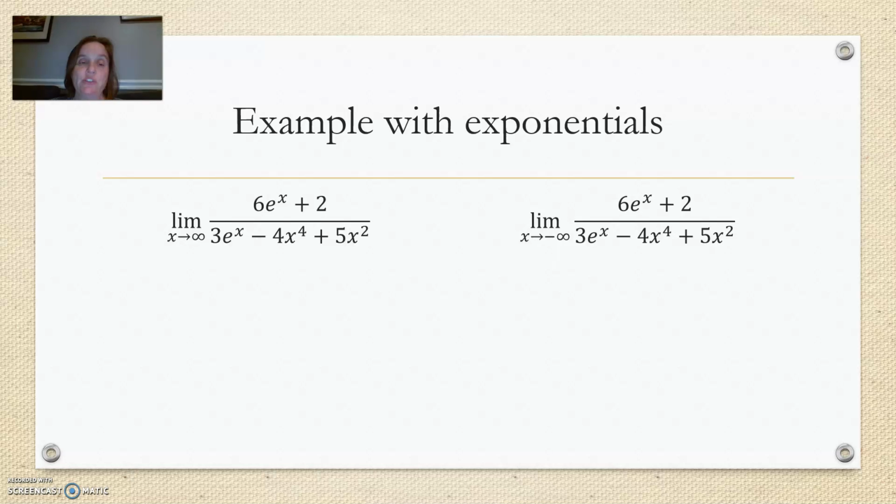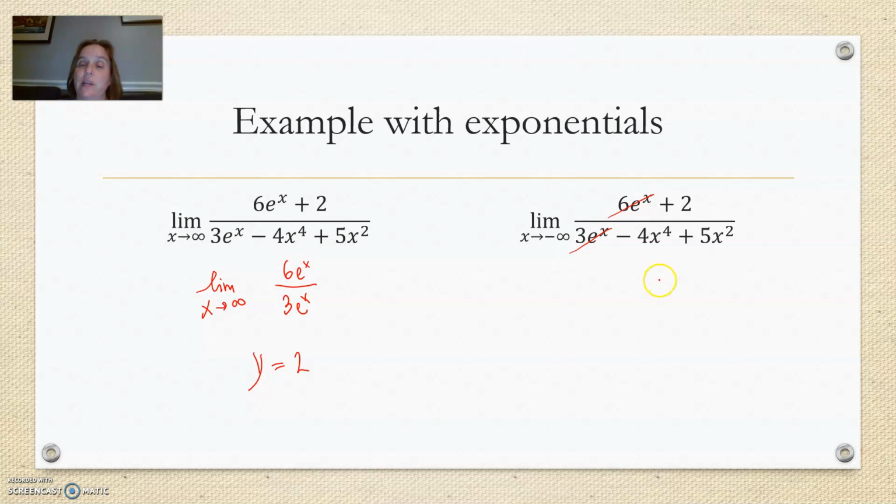When you have exponentials, remember those are dominant as you go out towards infinity over any exponent, but they're not dominant as you go to negative infinity. So this first one, as I'm going to positive infinity, I would look at 6e to the x over 3e to the x, because the e to the x would be dominant, so there would be an asymptote at y equals 2.